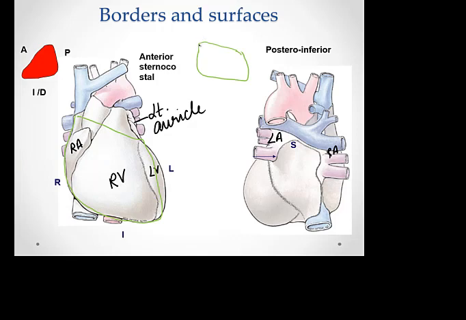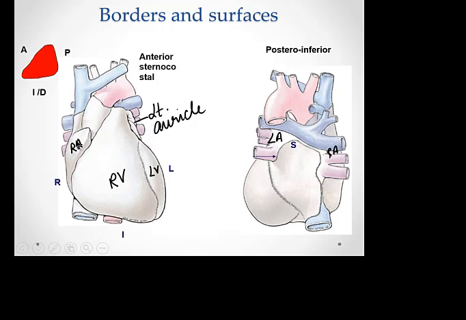So you can see that it's somewhat like this. Okay, so this is the right side, this is the left side, this is inferior, and this is superior. Now if I was to show this to you, this would be the right border of the heart. This would be the inferior border of the heart. This would be the left border of the heart, and that there would be the superior border of the heart.